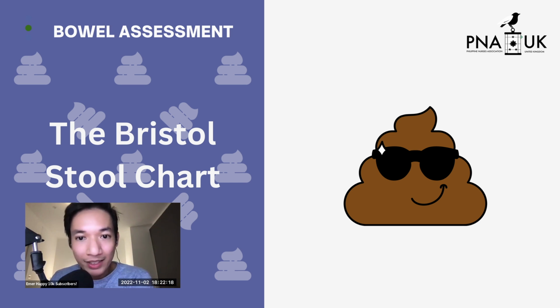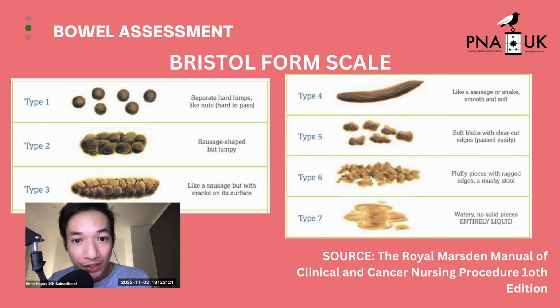So as you can see on my screen, this is the Bristol stool scale. You can see the types from 1 to 7. The Bristol stool chart is also known as the Meyer scale, but it's widely known as the Bristol stool chart. This photo was based on Royal Marsden 10th edition. So type 1, as you can see on the photo on your screen, is separate hard lumps. It's like nuts, okay? It's hard to pass. Remember, like what you mentioned earlier, 1 signifies constipation, okay? Type 2 is sausage shaped but lumpy.